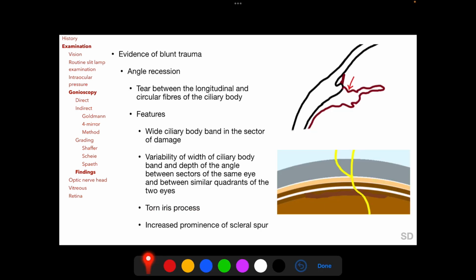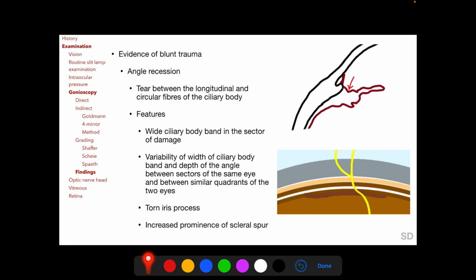Gonioscopy may reveal evidence of blunt trauma such as angle recession, iridodialysis, cyclodialysis, and tears in the trabecular meshwork itself. In angle recession, there is a tear between the longitudinal and circular fibers of the ciliary body as shown in this diagram. The longitudinal fibers of the ciliary body are located more peripherally, and the circular muscles of the ciliary body are located more centrally, and the tear in angle recession occurs between these two subgroups of ciliary muscles.